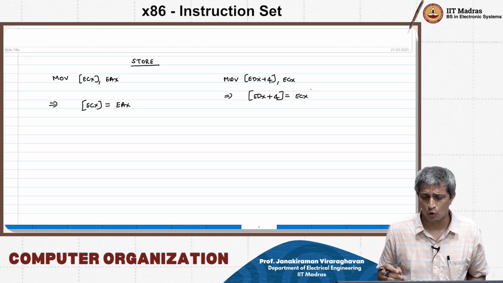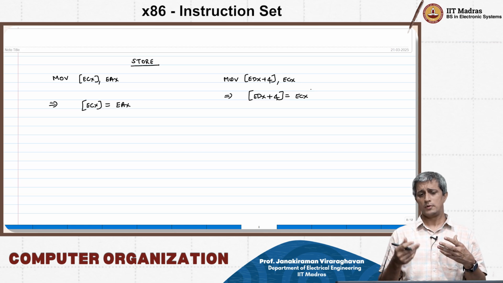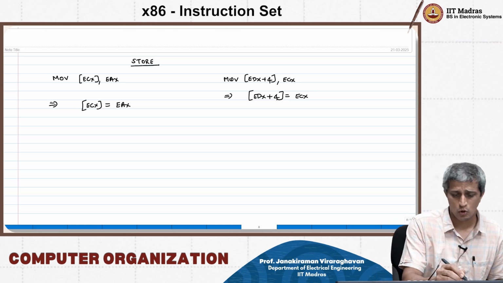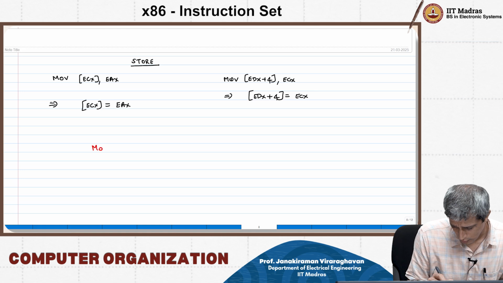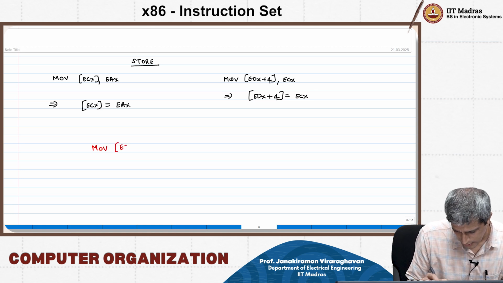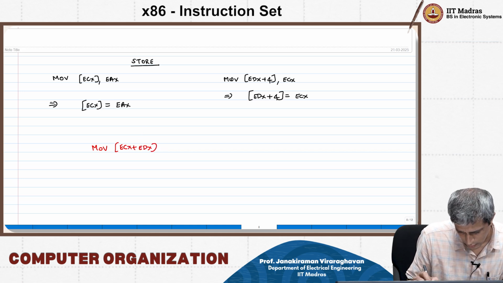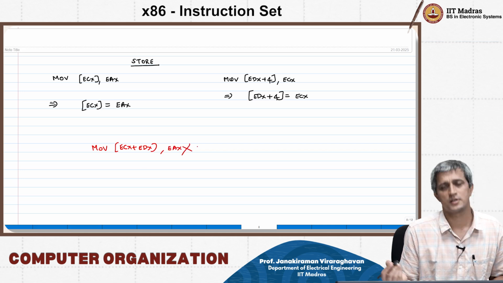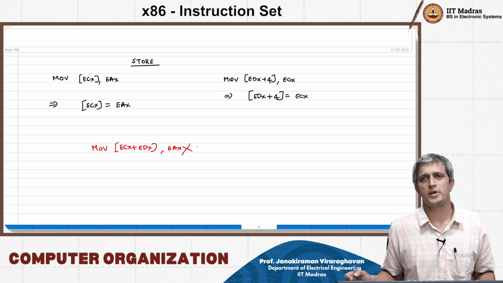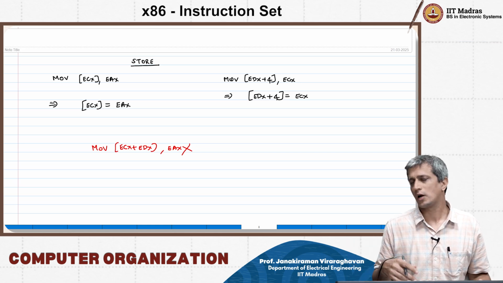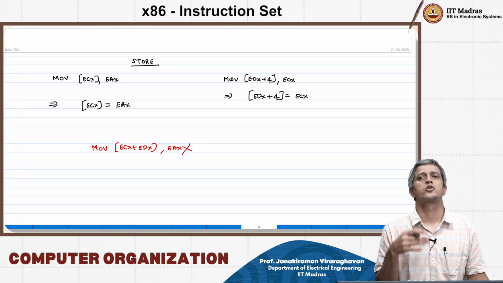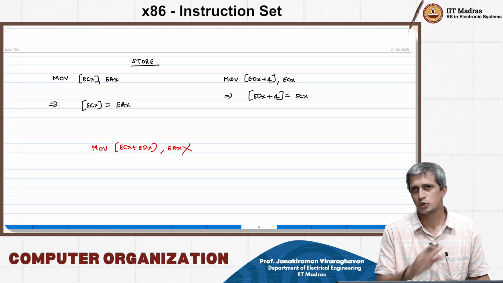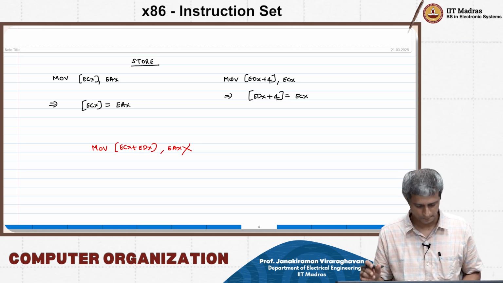Exactly the same rules hold even here. You cannot do move ECX plus EDX comma EAX. You cannot do this. This is simply not possible. It has to be a fixed offset. So whatever we discuss for load is also going to exactly hold for the store instruction as well.